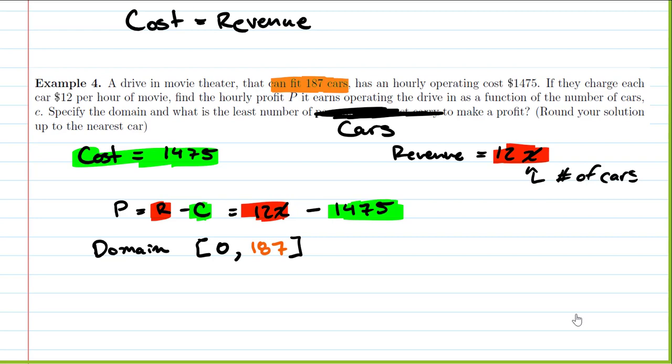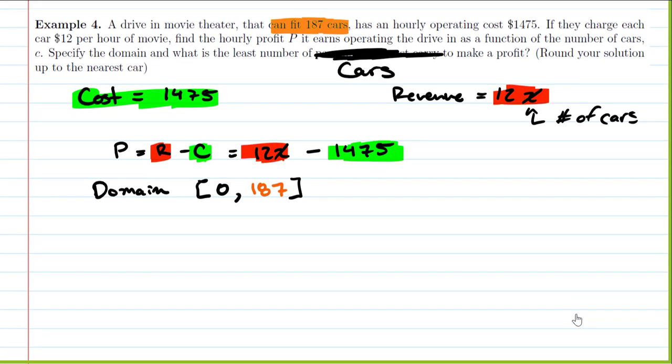So now we want to know, well, what is the least number of cars to make a profit? So let's find their break-even point. So break-even is when P is equal to 0. So we have 0 is equal to 12x minus 1475.